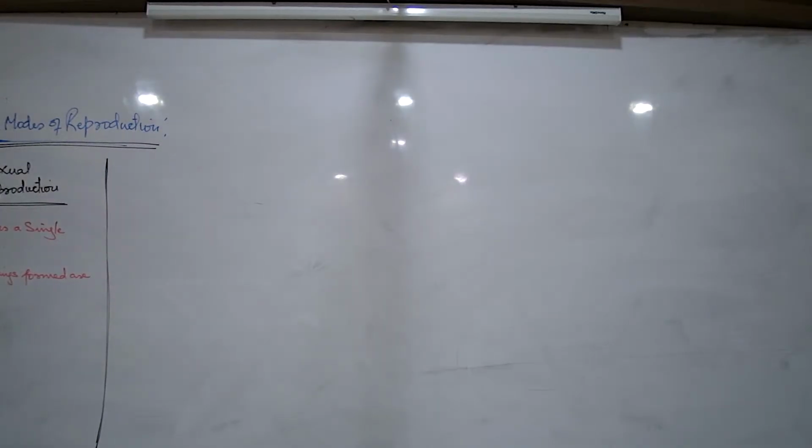Are they the same as the parent? One parent is involved, so they are all identical to the parent, no? So offsprings formed are many, and next, offsprings are identical. What is the meaning? The parent and the offsprings look alike. There is no difference at all.